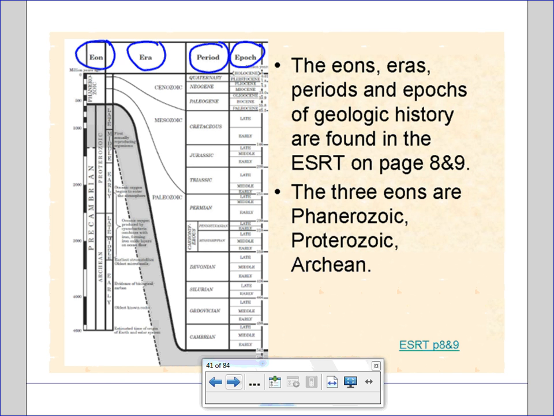The 3 eons that we will talk about tomorrow are the Phanerozoic, which you can find over here on the left, the Proterozoic, which again you can find over on the left, and the Archean, which are under the eons on the left, page 8 of the reference tables.